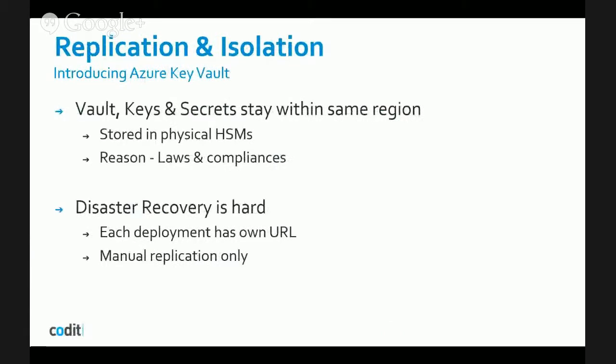Now, the vault keys and secrets are region specific, as you can see, because they are stored on physical HSMs for law and compliance reasons. So disaster recovery might be an issue if you are running in 2 regions. Let's say my application is running in the US as well, in East US. I will have to create a second vault in there, because if Europe is going down, I'm losing my Key Vault. So my application in the US will break as well.